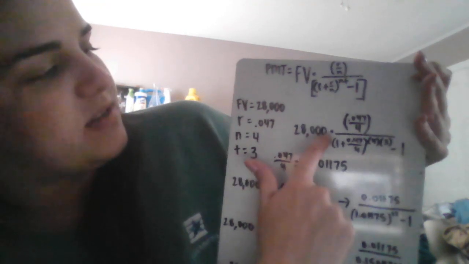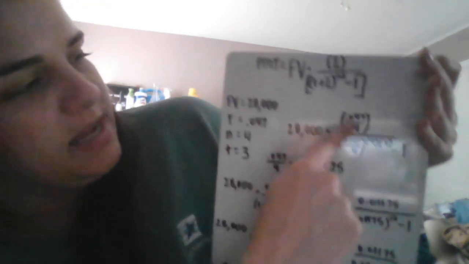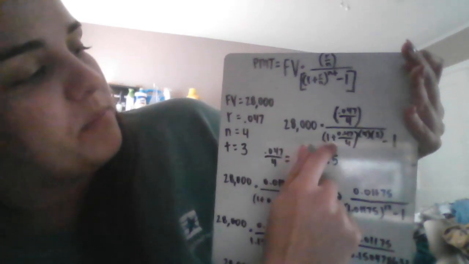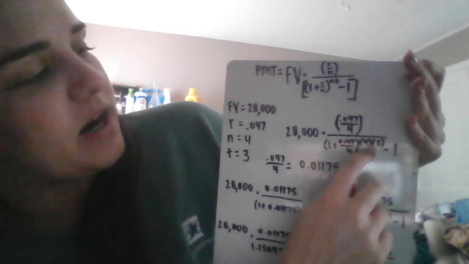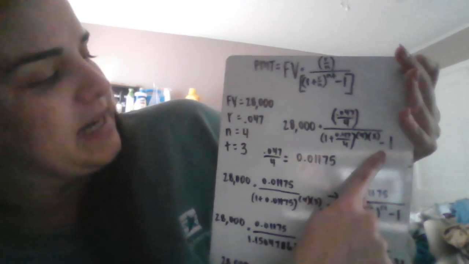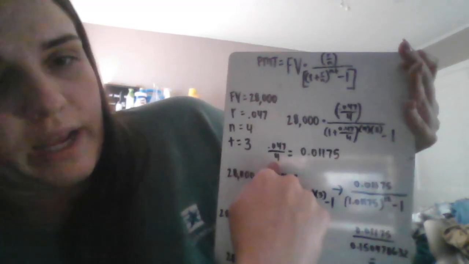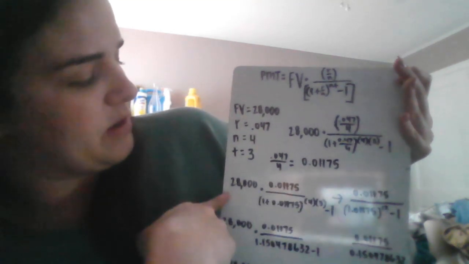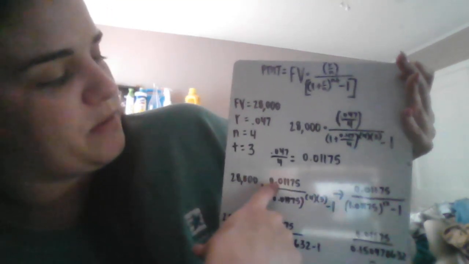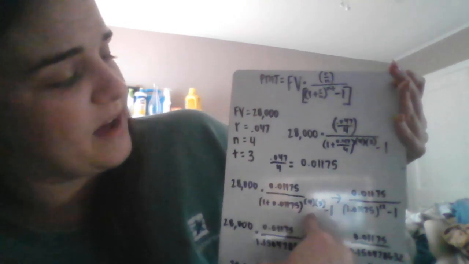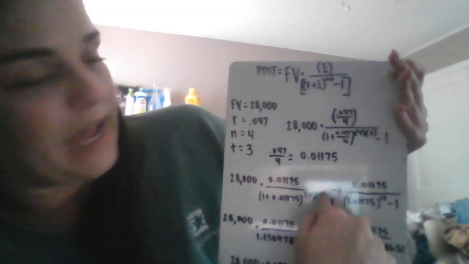So we have our 28,000 times up here R over N, so we have our 0.047 over 4, and then at the bottom 1 plus 0.047 over 4, and then up to the power of our N and T, which is our 4 and 3, minus 1. So here I went ahead and did 0.047 divided by 4, and it gives us 0.01175. So I did 28,000 times 0.01175 over 1 plus 0.01175, and we're going to multiply these 4 and 3 together to get us 12, minus 1.